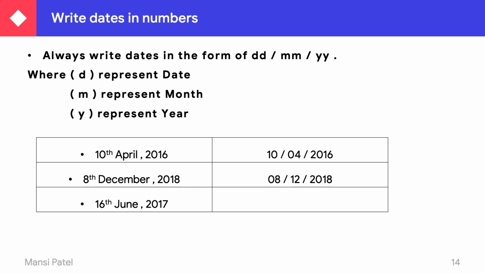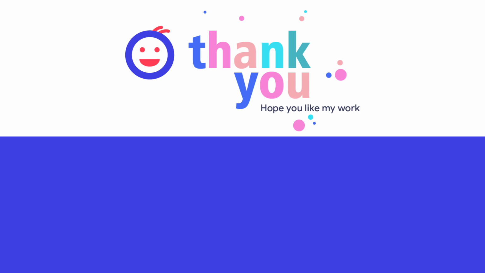16th June 2017. Here the date was given in two digits. So just write 16. Now June, that is the 6th month. 6 is only a one digit number. So to make it two digits, put 0 before 6. So it becomes 16/06/2017.